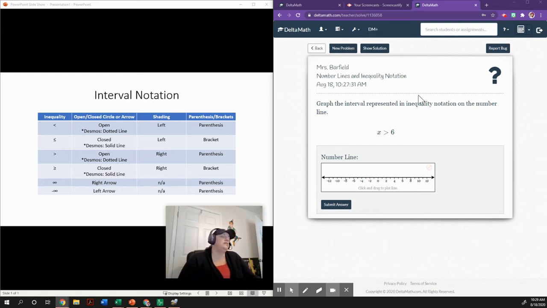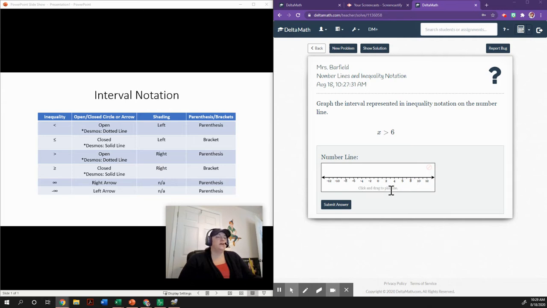All right, so let's look here at what we're looking at in Delta Math. It says graph the interval represented in inequality notation on the number line. This is just some quick reminders about graphing. We talked about it with compound inequalities, but just in case you're struggling, it also will get you used to the features in Delta Math because they're not always easy the very first time, but then once you kind of get the hang of it, you're good.